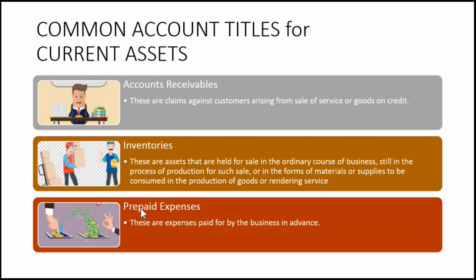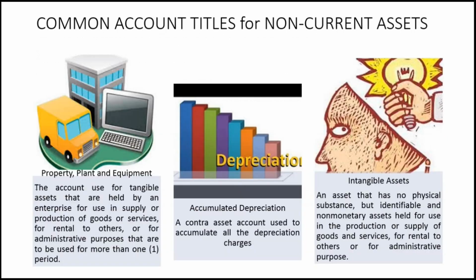Then next we have prepaid expenses. So these are expenses paid for by the business in advance. Like for example, kung nagbayad ka na advance ng renta, so that's prepaid expense. Asset ng company yan kasi nga hindi pa man siya na-expire, hindi pa man nakagamit, hindi ka pa nakapag-enjoy kasi nag-advance ka ng bayad. So those are the common account titles for current assets. So let's proceed to non-current assets naman.